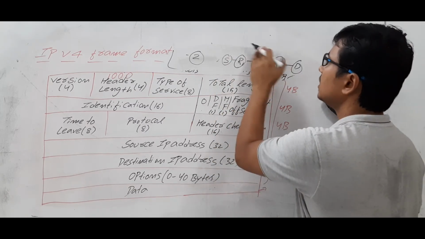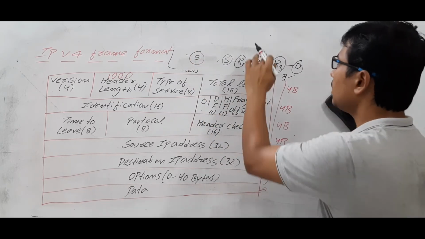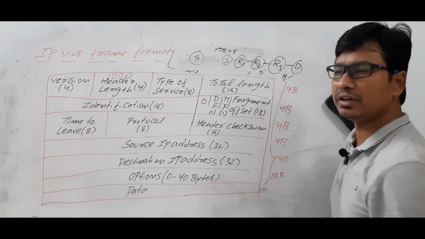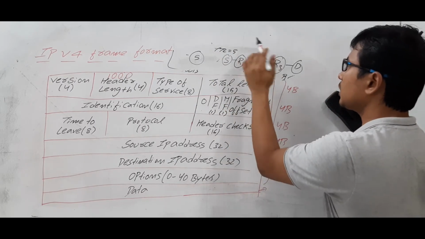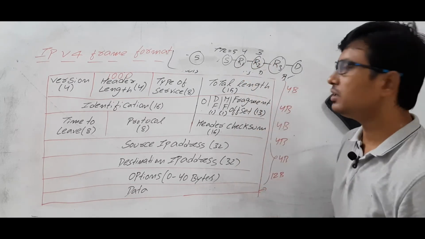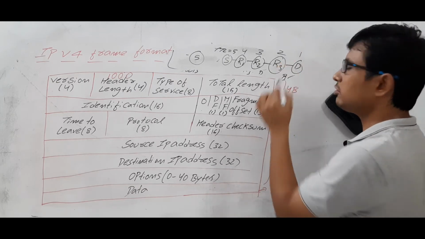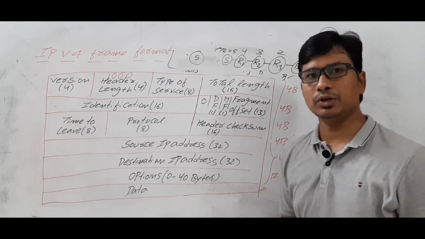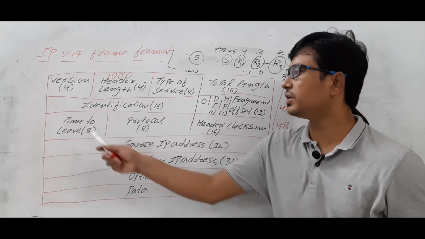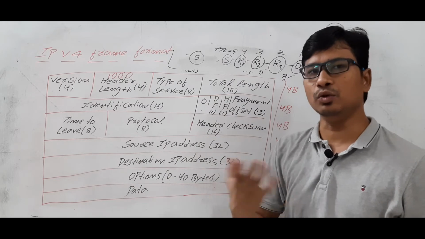Let's take that time to live is equal to 5. The source has kept the TTL value as 5. When it reaches R1, it will become 4. When it reaches R2, it will become 3. When it reaches R3, it will become 2. And at the destination, it will become 1. Are you able to understand? So the destination will receive the packet. This is the use of time to live: it prevents the packet from going in a loop.